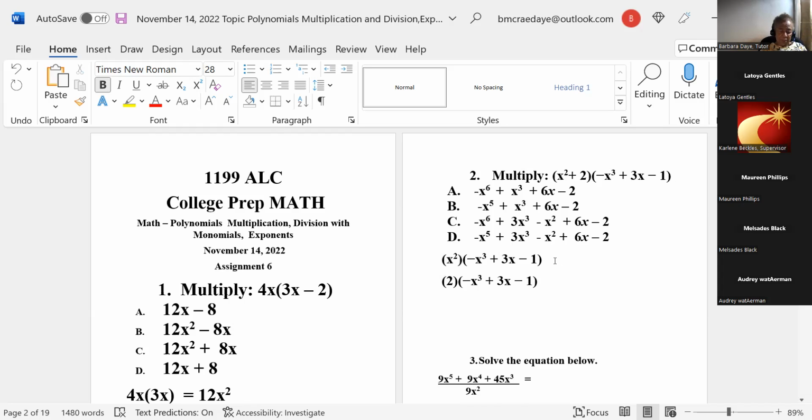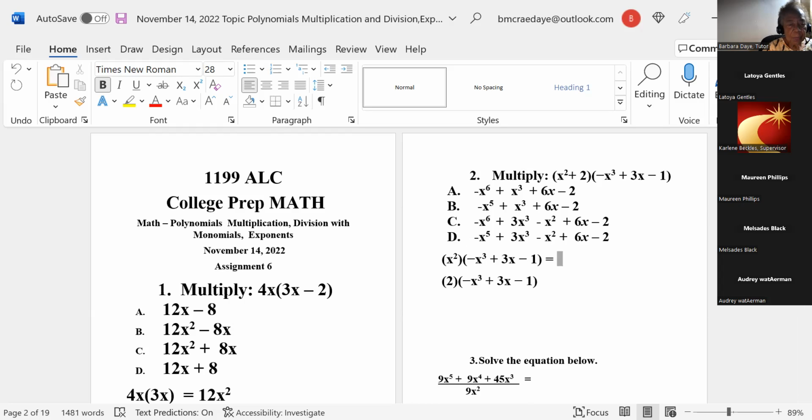Now this one, what is that one equal to, Maureen? What's x squared times this polynomial? What would that be equal to? Minus 6x. Multiply, what do you do? You add the exponents, right? So 3 and 2 is 5. x to the second times a minus x to the third? What's that equal to?